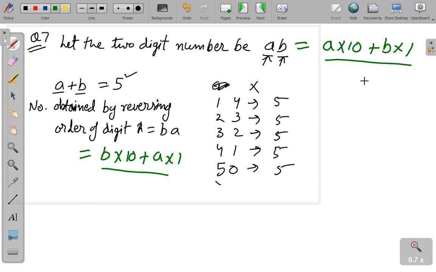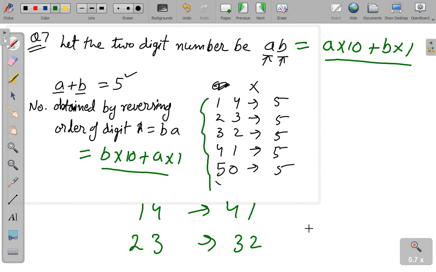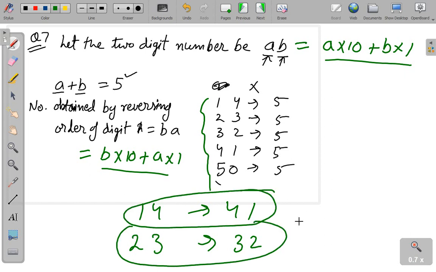So the question is saying the number obtained by reversing the digits is 9 more than the number. Okay, so what we are going to do is check these numbers. Reverse of 14 is 41, reverse of 23 is 32. What I want you to do is find a pair in which the difference is 9.